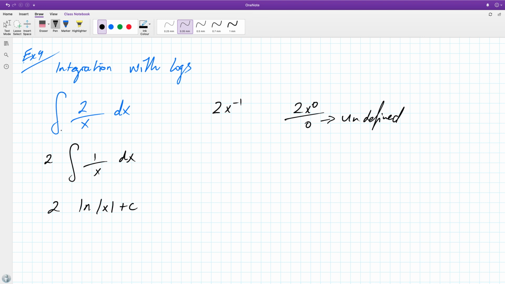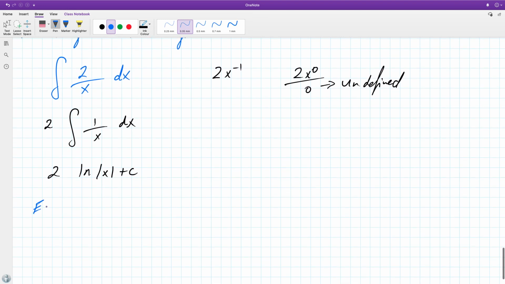So whenever you're left with just an x on the bottom line, you know it's going to be logs. Just an x on its own on the bottom line, you know for a fact you're going to be left with a log. Is that okay? Right, have a go at this one then. Integrate for me x plus 2 over x dx.